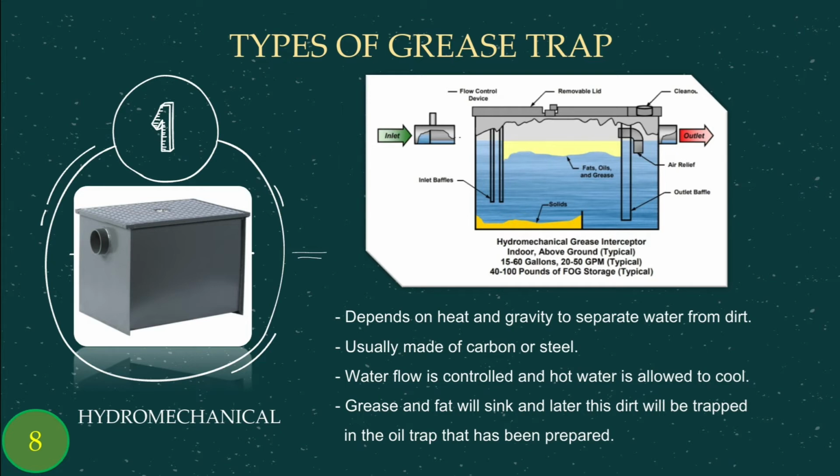This type of system depends on heat and gravity to separate water from FOG. It is usually made of carbon or steel. Water flow is controlled and hot water is allowed to cool. Next, grease and fat will sink and later, this FOG will be trapped in the oil trap that has been prepared. The lag in this product is that it must be cleaned manually and regularly.